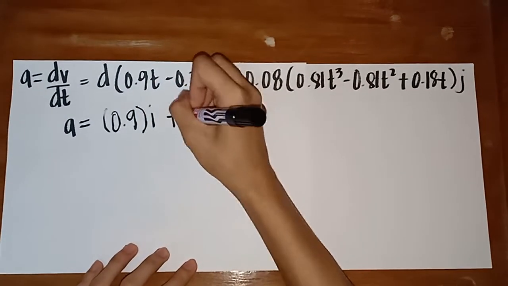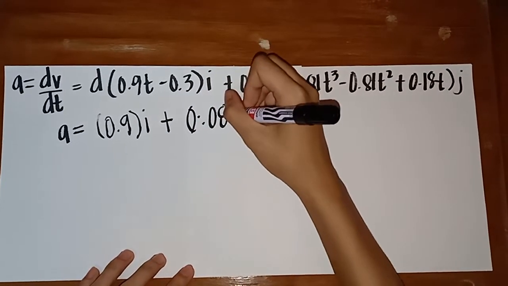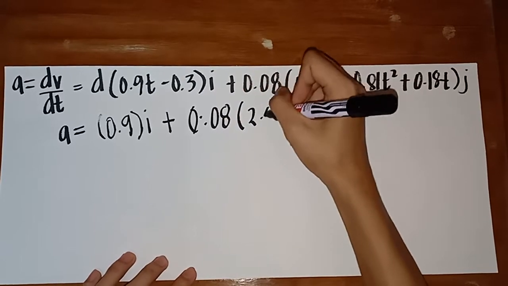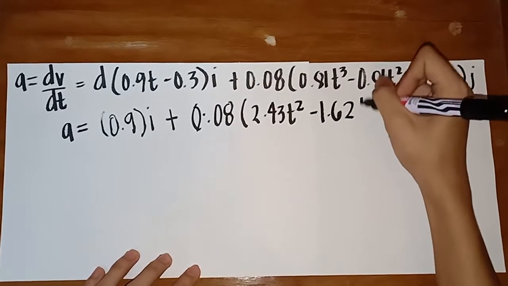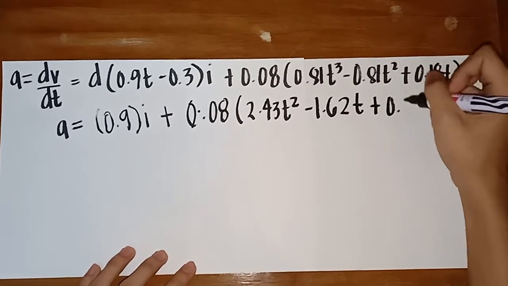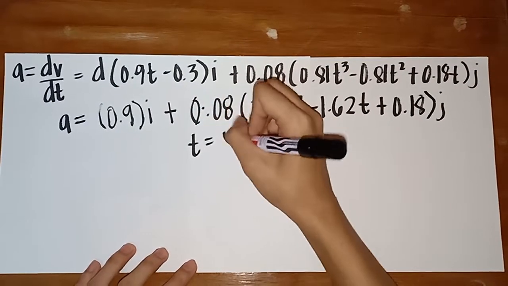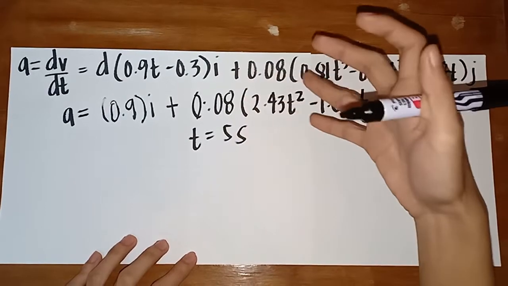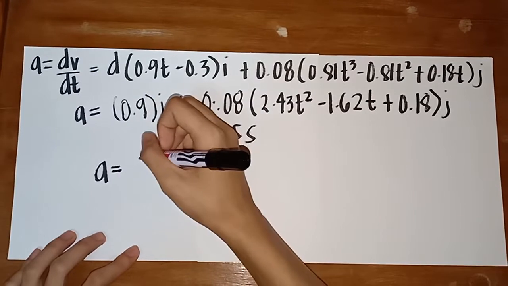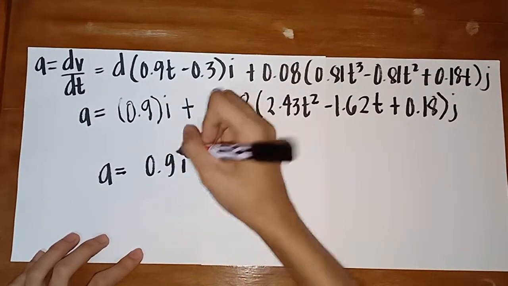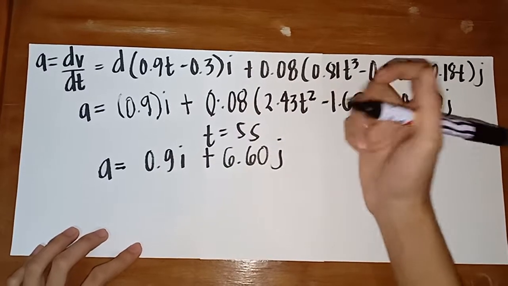0.9i plus 0.08 times 2.43t squared minus 1.62t plus 0.18 j. So, ang time nga natin is 5 seconds. So, substitute na naman natin yung 5 seconds dito sa nakuha natin equation. Makakakuha tayo ng sagot na 0.9i plus 6.60j. So, ayan nga.